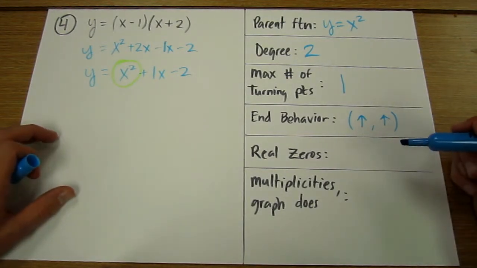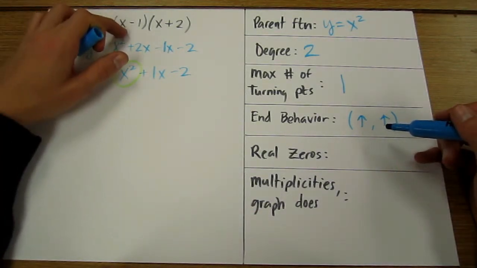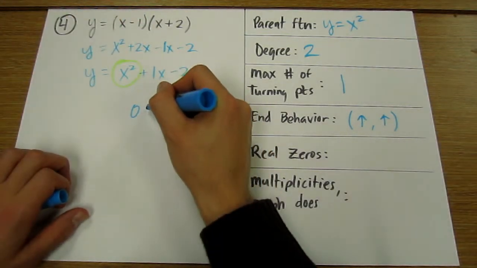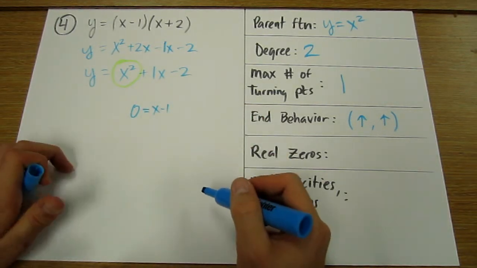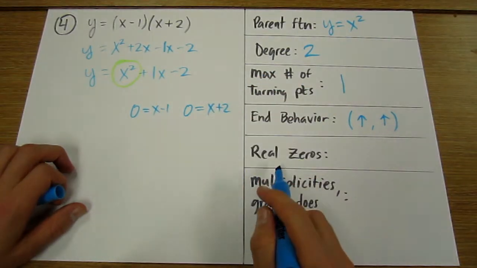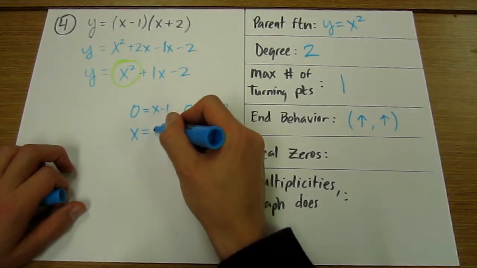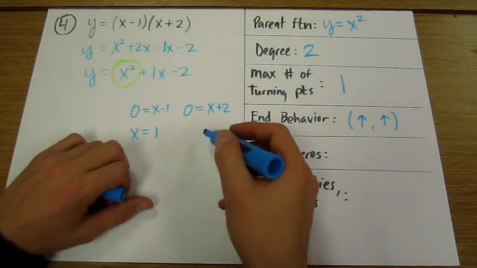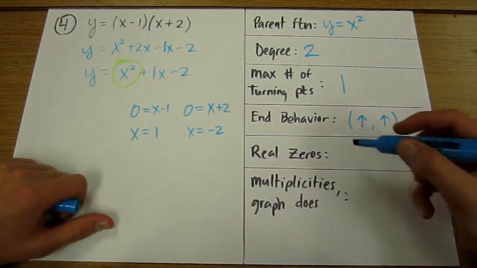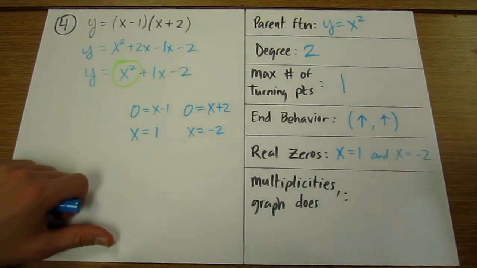Now, our real zeros are what's interesting about 4, 5, and 6. Our real zeros come from taking each factor and setting that equal to 0. So if we set this x minus 1 equal to 0, we will get a real 0. And if we set x plus 2 equal to 0, we will get a real 0. It just so happens that x equals 1, because 1 minus 1 is 0, and then x equals negative 2, because negative 2 plus 2 is 0. So these are my real zeros: x equals 1, and x equals negative 2.